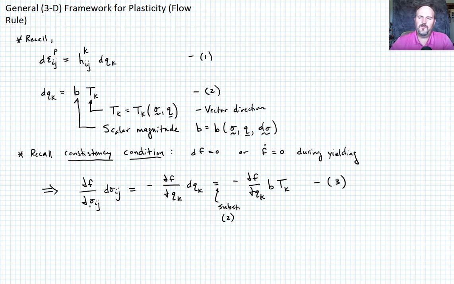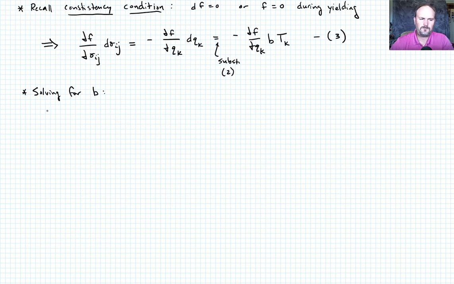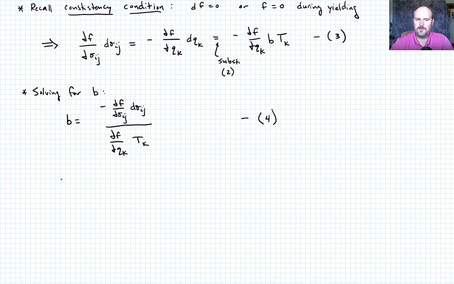The first thing we want to do here is solve for b. Solving for b, we can write that b is equal to negative partial f with respect to sigma ij times d sigma ij, divided by partial of f with respect to q k times t k. Let's call that equation 4. Nothing fancy there, I just rearranged equation 3.